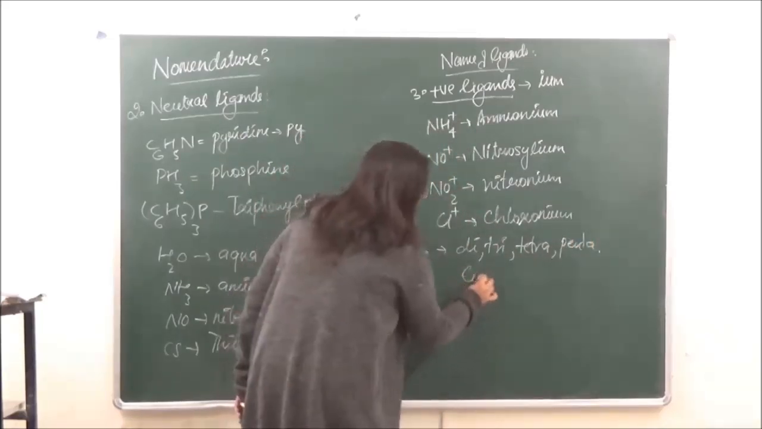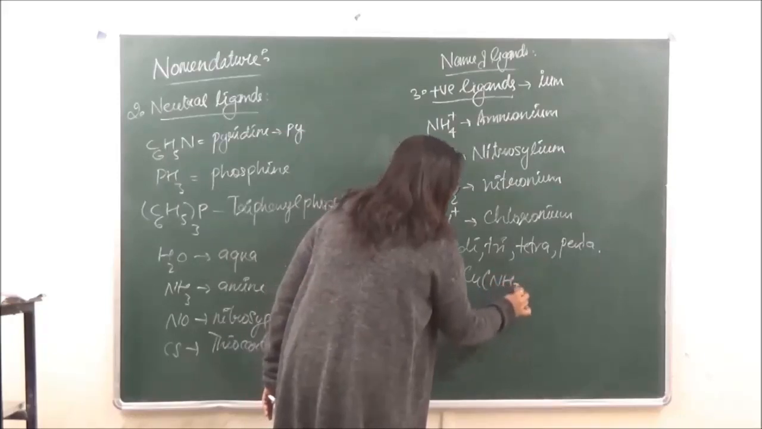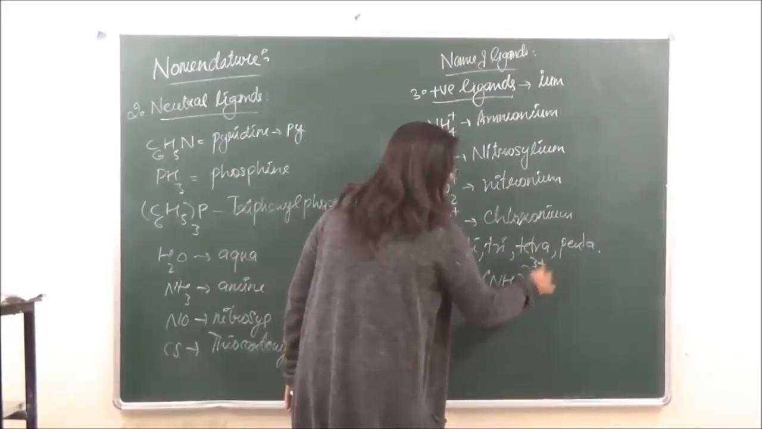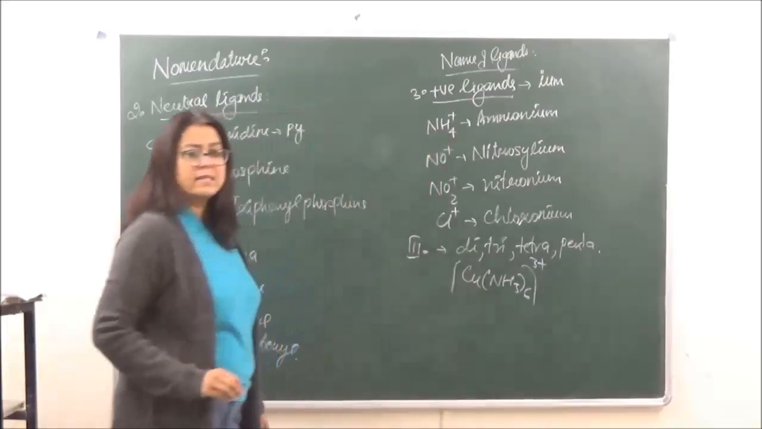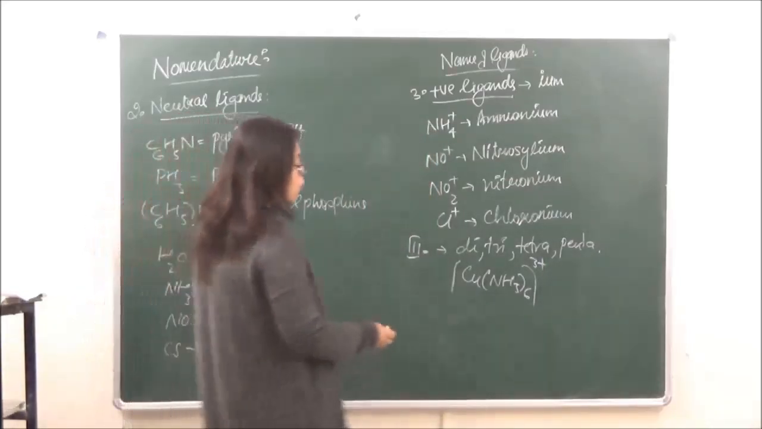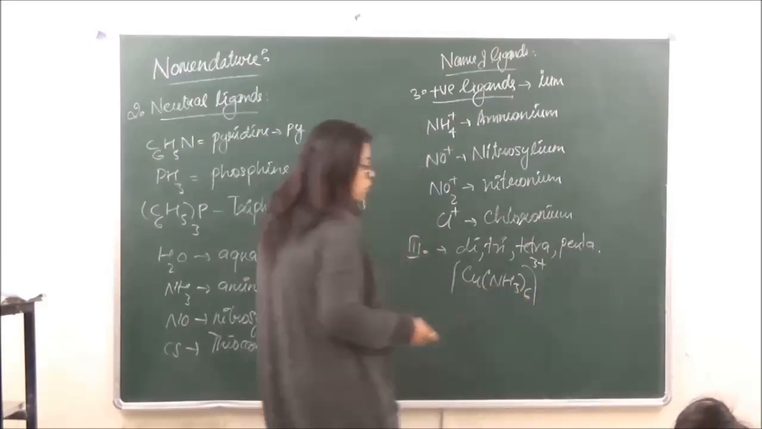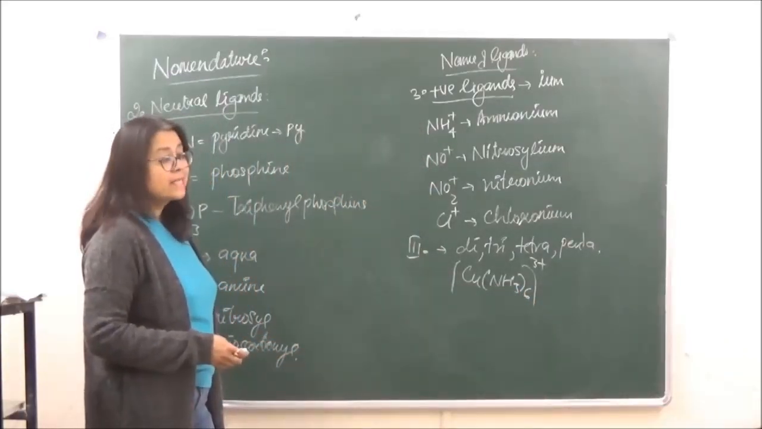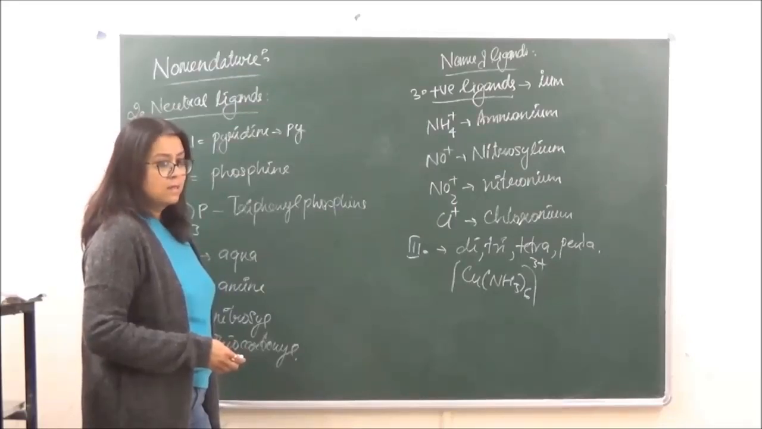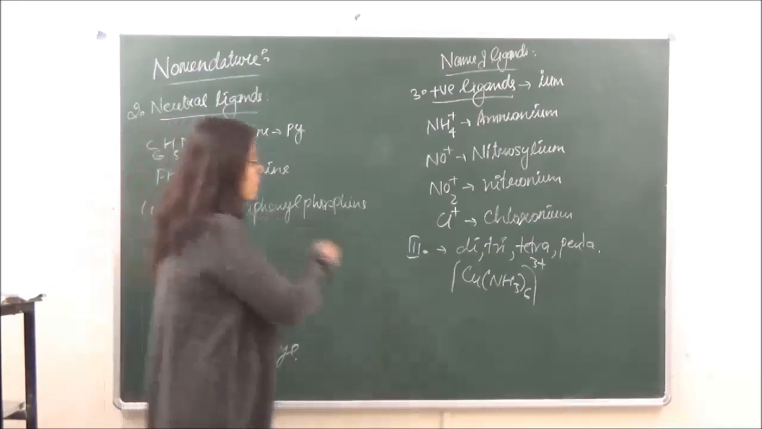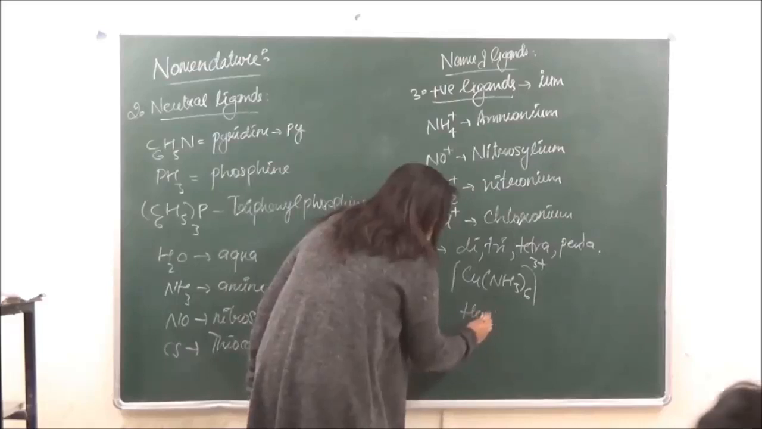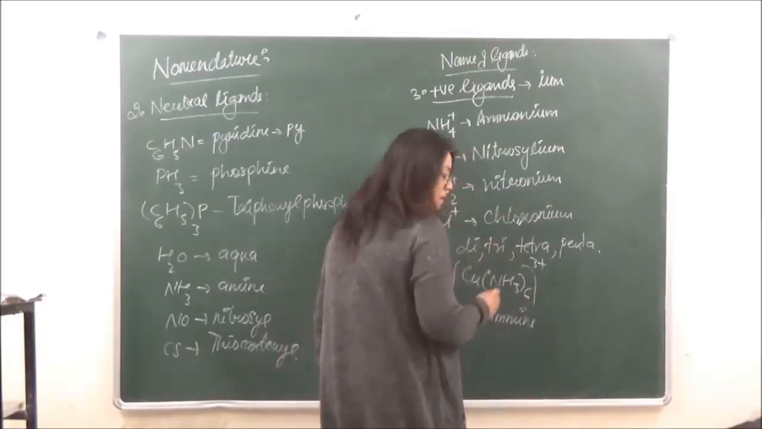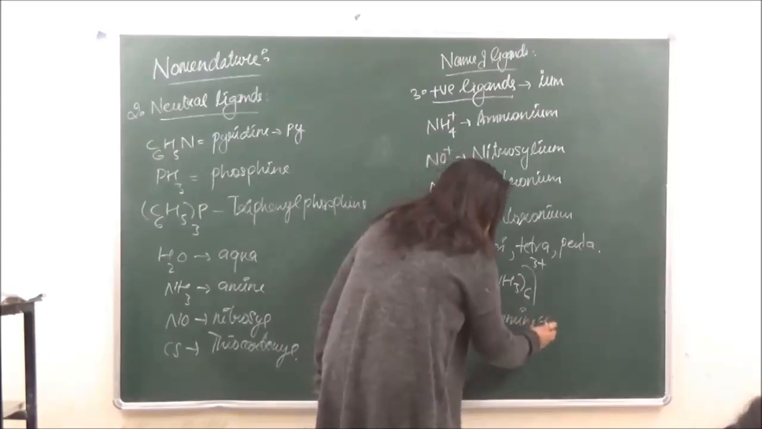Like if we are having [Cu(NH3)6] 3 positive. Suppose this is the cationic species which we are having. So over here you can see that ammine is going to be 6 in number. So we are going to name it as hexaammine. Okay? So when we name this, it is hexaammine.